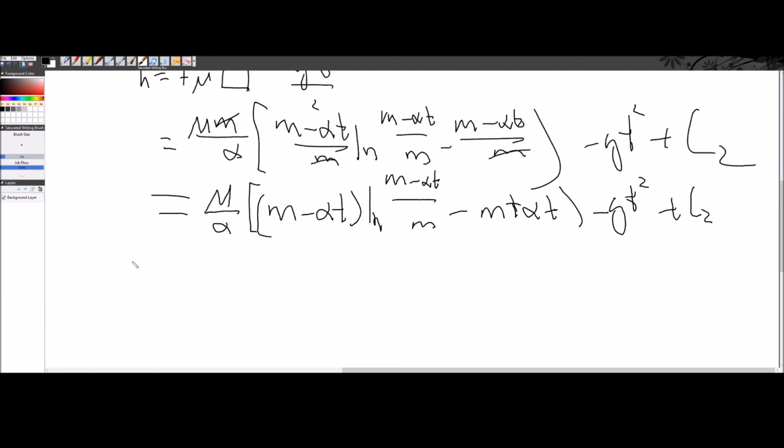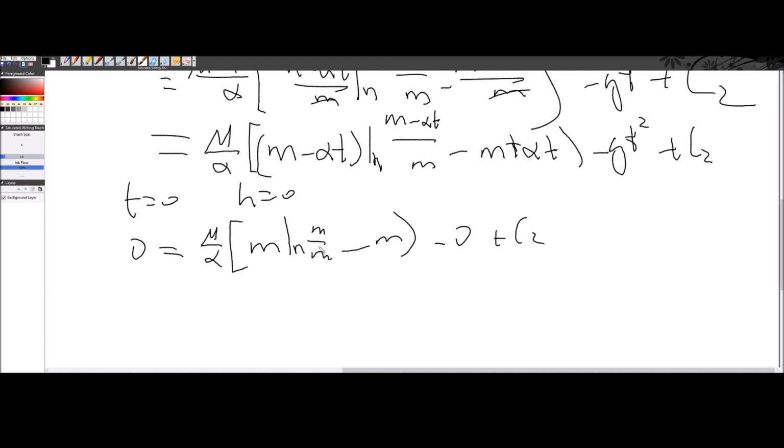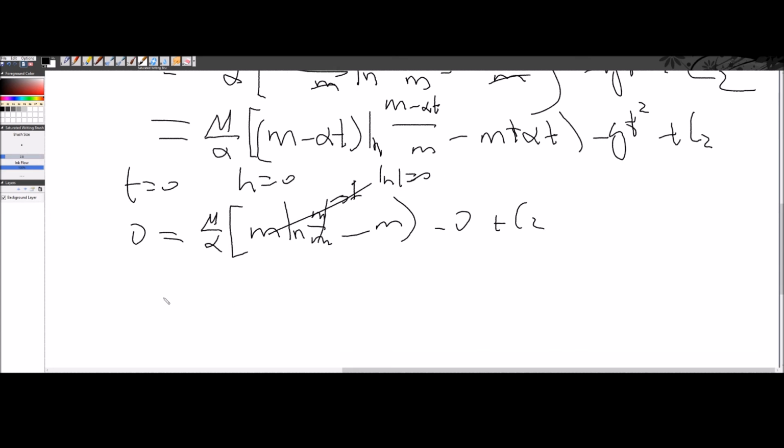So now at time equal to 0, right? h is going to be equal to 0. Let's try that. So h equal to 0 equals mu alpha. t is gone, so m, ln t is also gone, so m over m minus m plus alpha t, t is gone. Aha, I did it again. Minus 0, right? Plus C2. Now, you see, ln m over m is equal to 1, right? Everybody knows ln 1 is equal to 0. So this term is just gone.